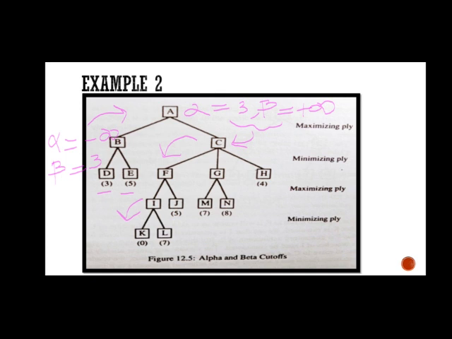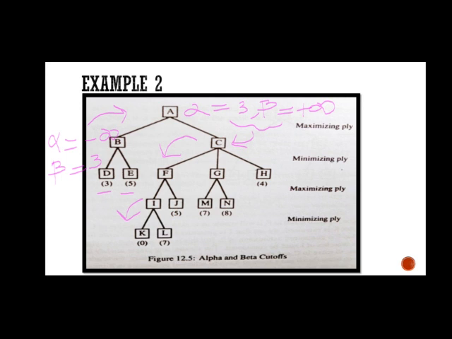Now let's see how the value of beta can be used. After cutting off the further exploration of I, J is examined, yielding a value of 5, which is assigned as the value of F. This value becomes the value of beta at the node C. It indicates that C has a value of 5 or less than 5.